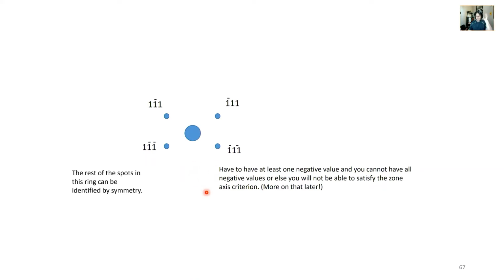Arbitrarily picked based on the rule that you cannot have all negative. You have to have at least one negative, and you have to satisfy the zone axis criterion. I will tell you that this particular one here is, I believe, the 1, 1, 0 zone axis. I believe I'm correct. Yes. Anyway, we'll get to that in a little bit.